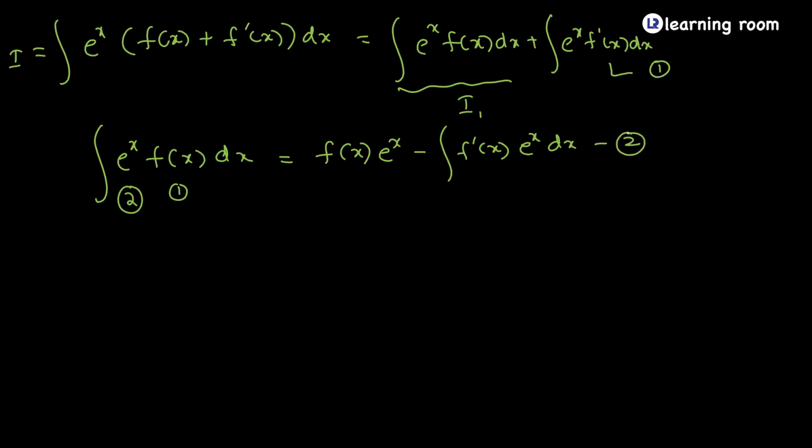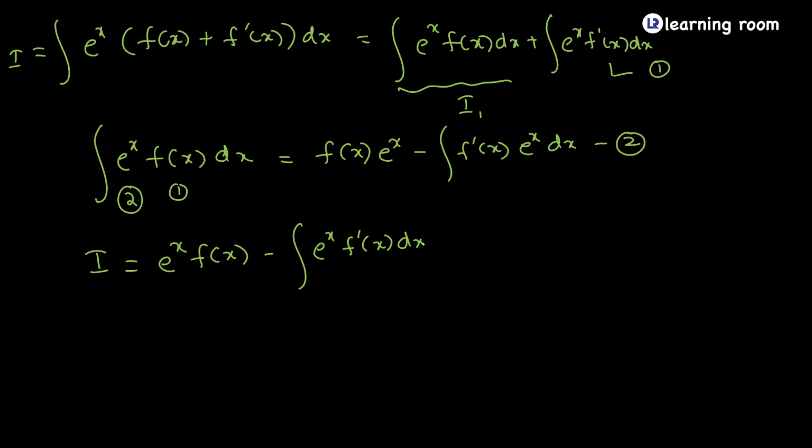So I'll take 2 and substitute it in 1. See what is going to happen. I is on the left hand side. I is equal to, in the place of I1, what should I write? I should write this whole thing. Yes or no? So I should write e power x into f of x minus the integral of e power x into f dash of x dx. Are you able to understand? I just reversed it and wrote. f dash of x into e power x is the same as the reverse of it. Right? This whole thing is only I1.